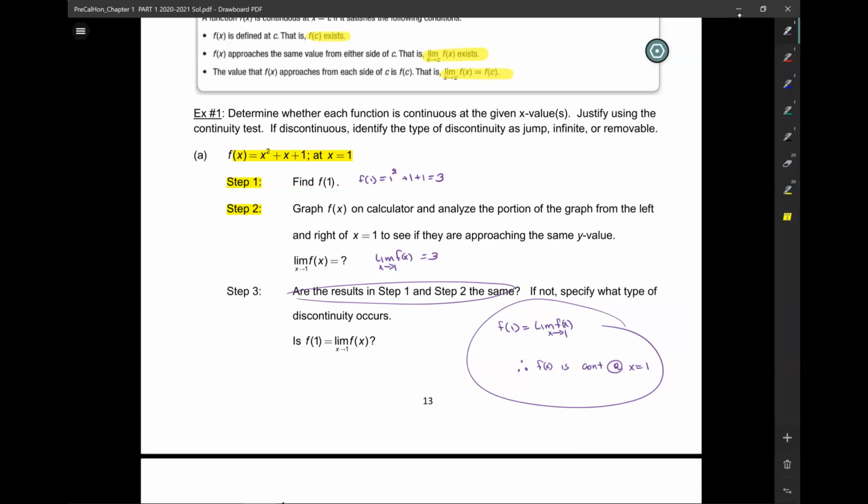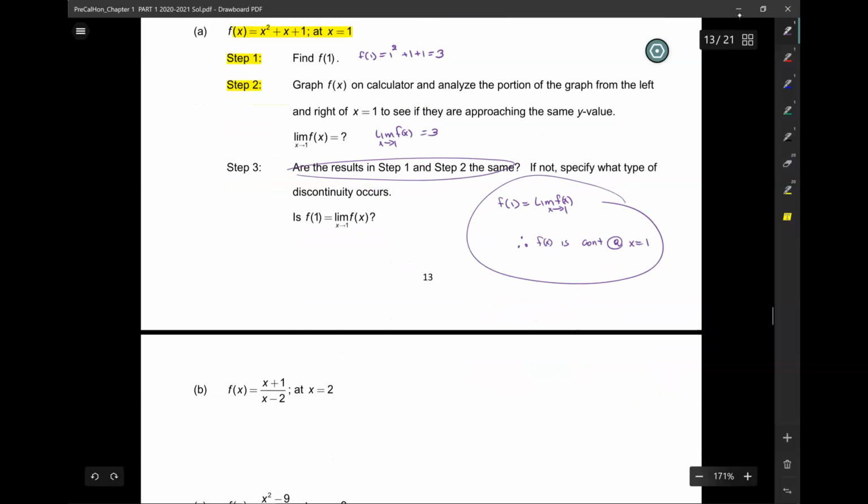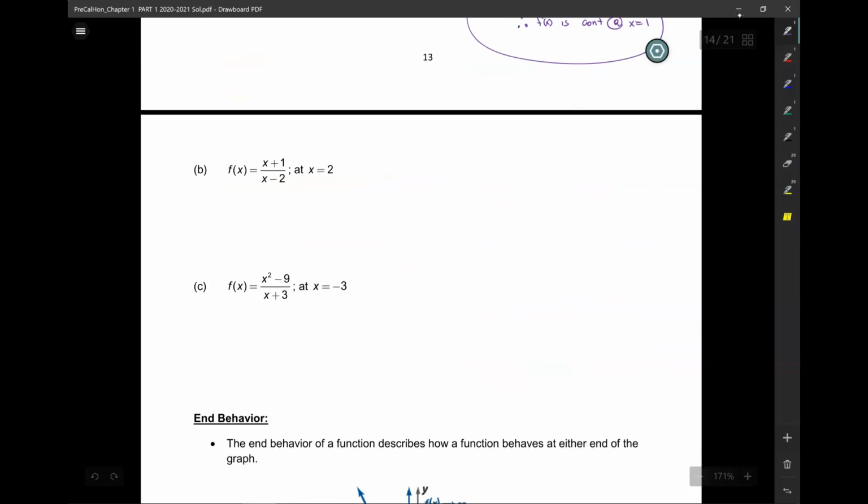So I want you guys to get used to this notation. Let's take a look at these, we're just going to go through them. First of all, we're going to do part 1. f of x is this at x equals 2. Well, f of 2 is 2 plus 1 over 2 minus 2, which is 3 over 0, undefined. It already failed the first condition: f of c does not exist.